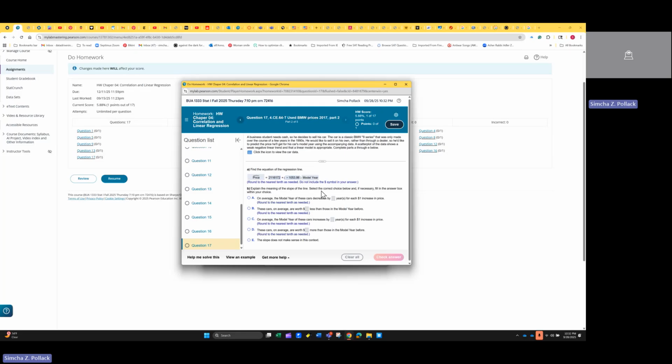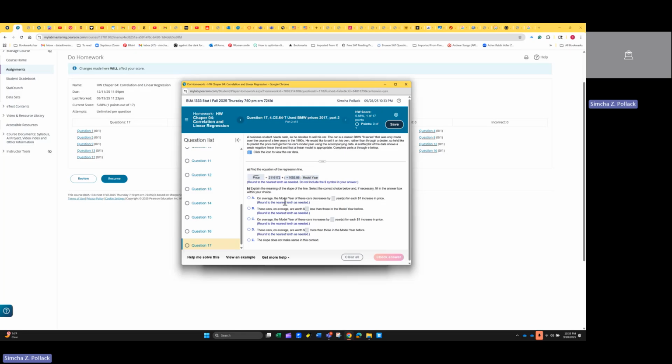Now they say explain the meaning of the slope. If you recall from high school, the slope, or the M, or in this case, the B1, actually minus 1,053, represents every time you increase the model year by 1, the price goes down by 1,053. Increase it by 2, it goes down by 2 times 1,053. That's the meaning of a slope.